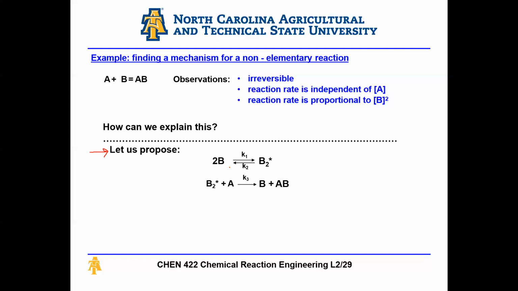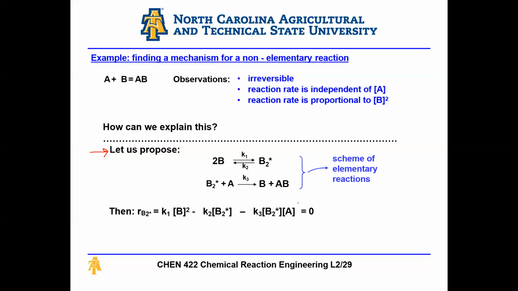But for this example, let's propose the following reaction scheme. 2B decomposes to give me an intermediate called B2 star. And then B2 star reacts with A to give me B plus AB. Okay, so I propose this and I say these are the elementary reactions. This is the scheme which gives me this final overall reaction right here.